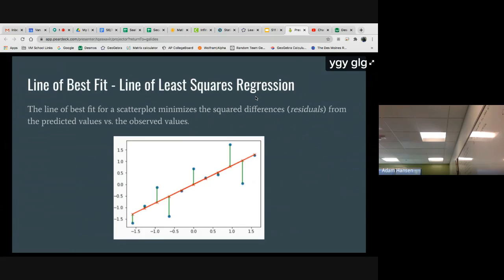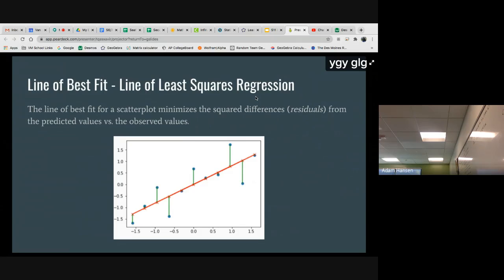Based off my equation, I can make a prediction about some value. How much Y I think there's going to be, how much response variable there's going to be for a given amount of our explanatory variable. For an X value of 0, I expect to see a Y value of 0 using my trend line. The line of best fit minimizes the residuals or squared differences between those observed values and predicted values.